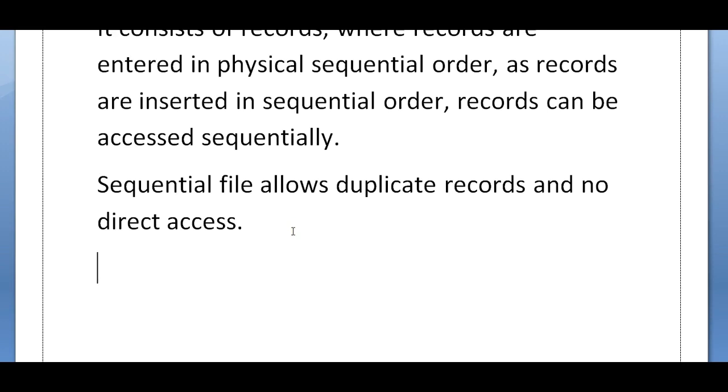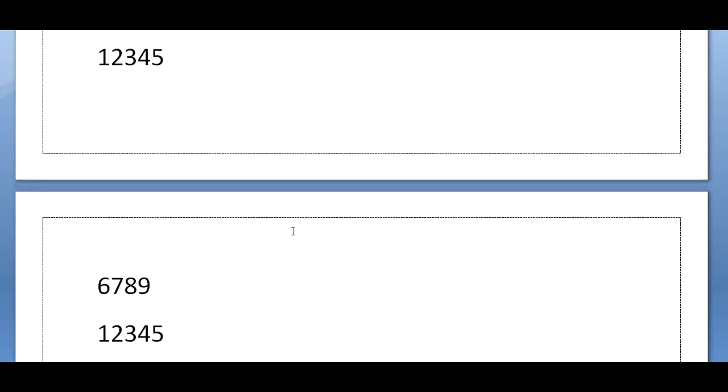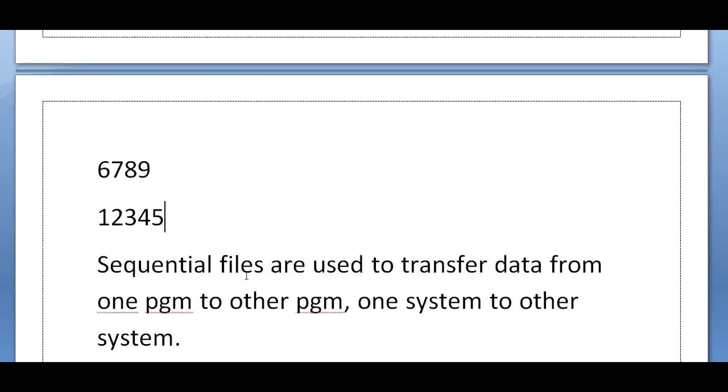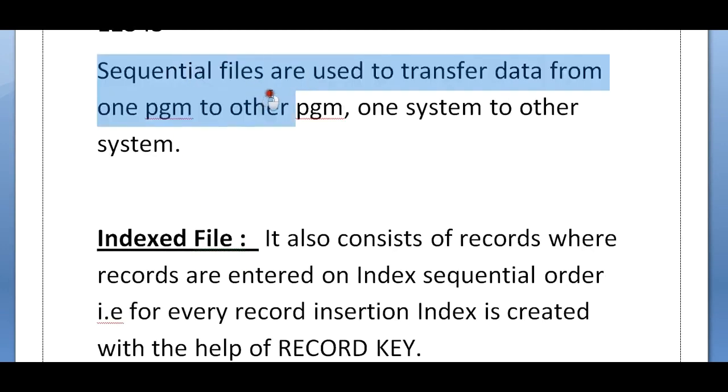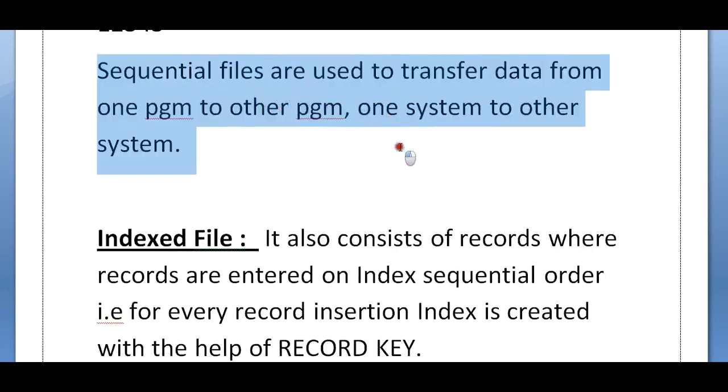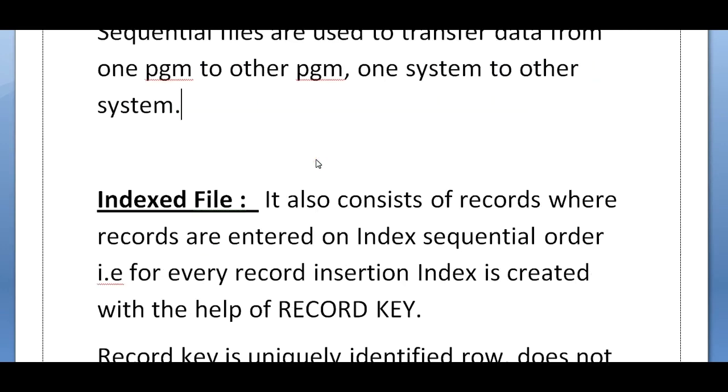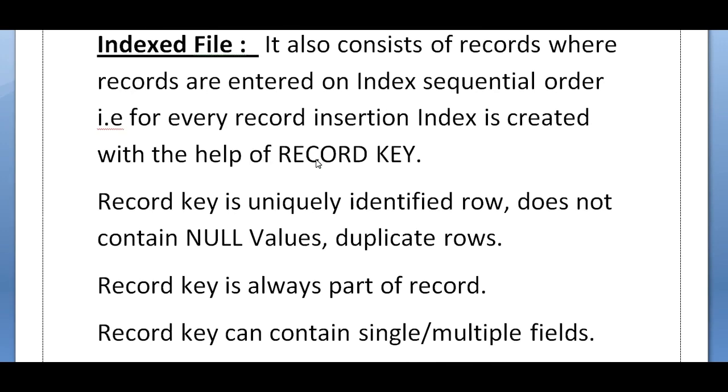For example, my first record is 1 2 3 4 5 and my second record is 6 7 8 9. In the same way I can enter one more record with the same duplicate values. Sequential files are used to transfer data from one program to another program, or from one system to another system. It's so simple, right? So next one is the indexed file.